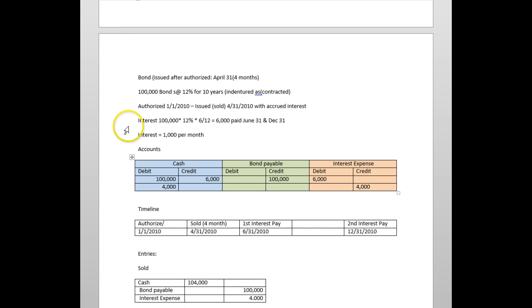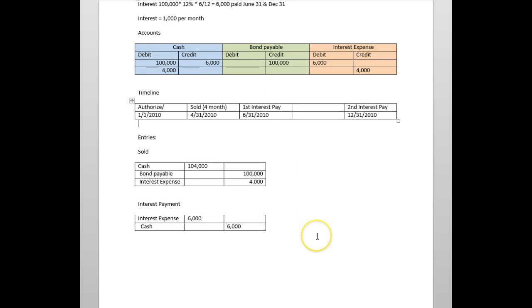So what does this mean? The only big difference right here is it's authorized on 1/1, it's issued or sold on 4/31/2010 with accrued interest. What does that mean? That means that the person purchasing this bond is going to pay for these 4 months of accrued interest. And this is what really threw everybody off, because when I come down here to make an entry for that, I'm going to credit interest expense for that $4,000.